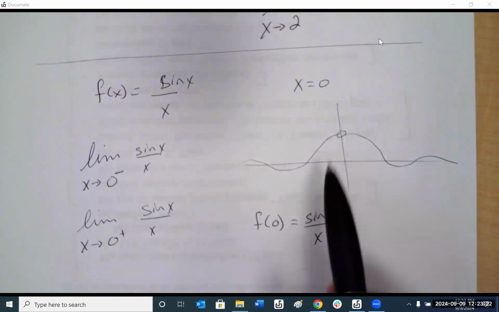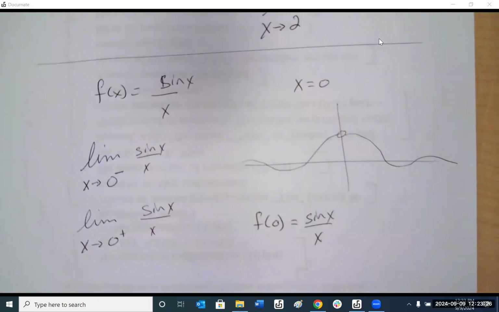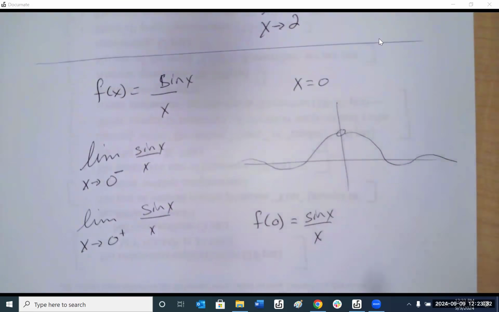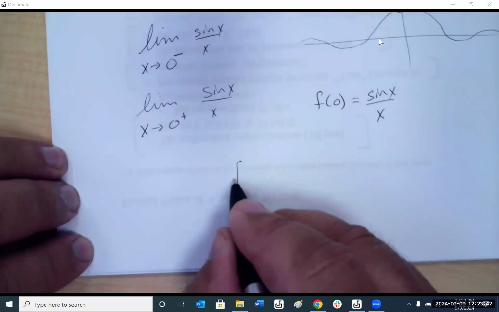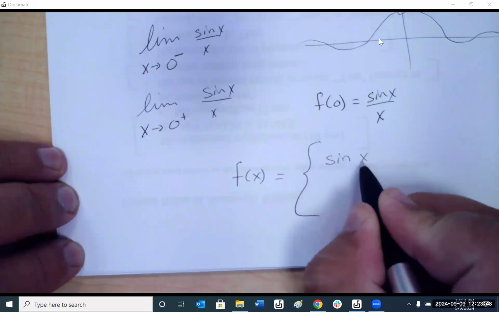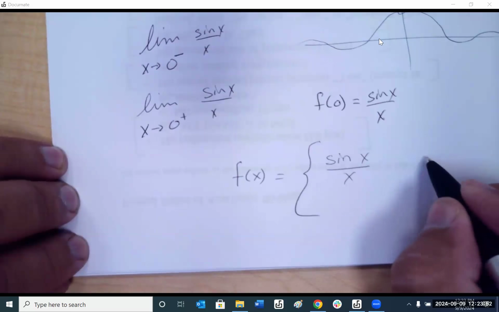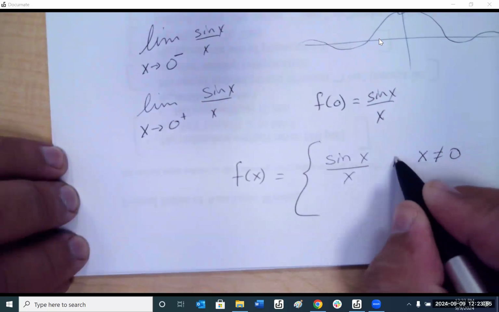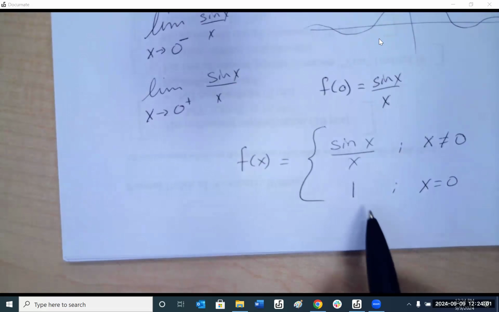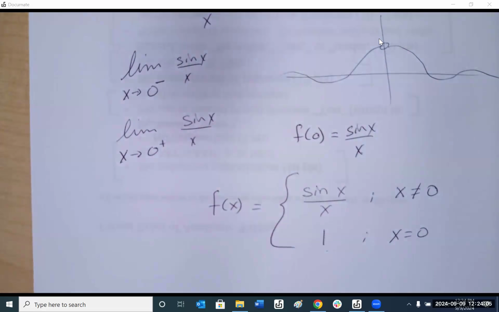So at zero, it doesn't exist because sine of zero over zero is undefined. That's why there's a hole there. It's not continuous. So is there a way we can make it continuous? Think of this: sine x over x for all x's not equal to 0, and 1 for all x's equal to 0. Would this fill in that hole? Now we have a continuous function.